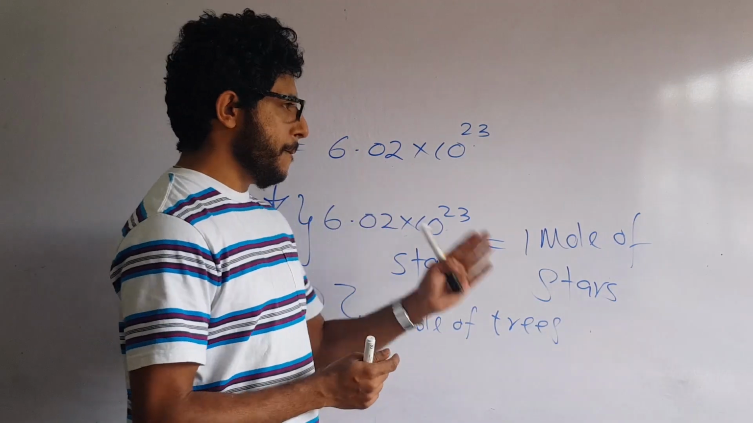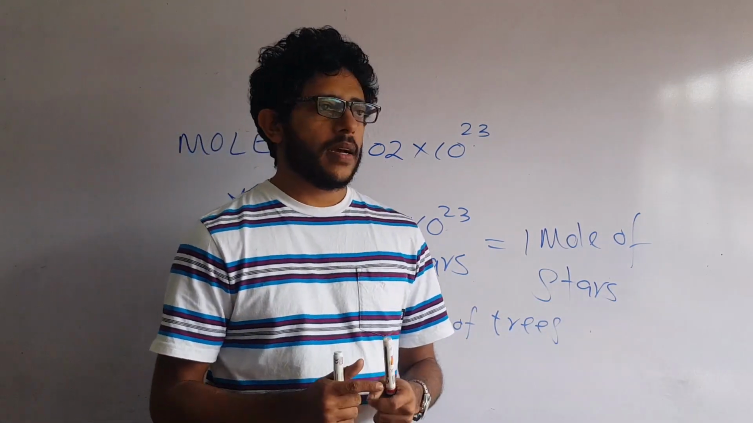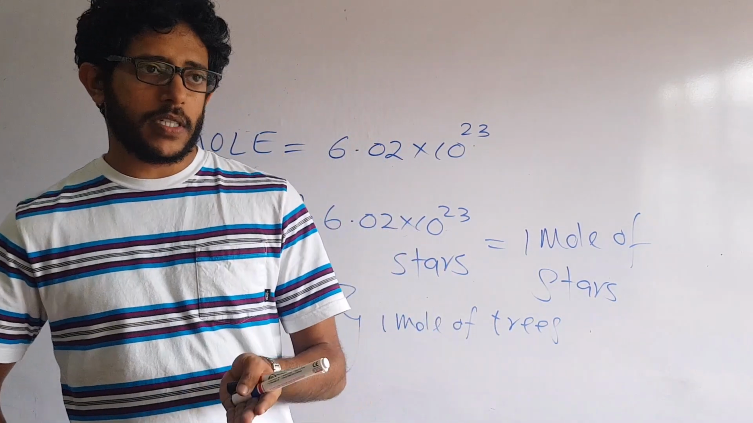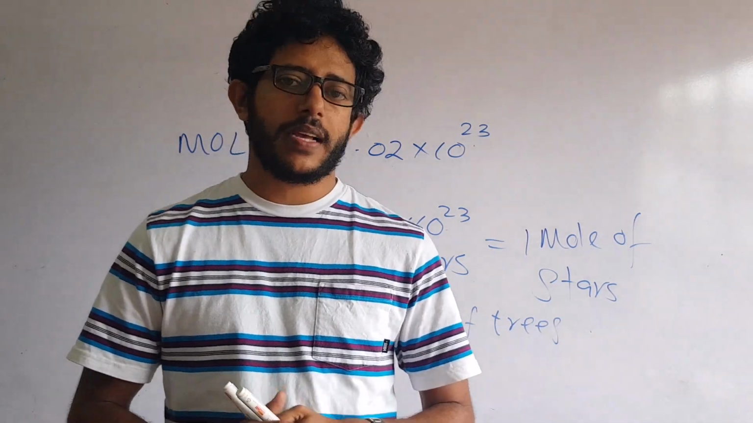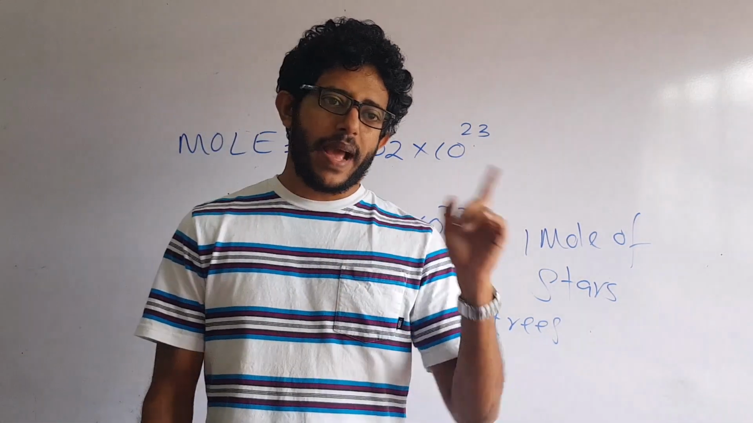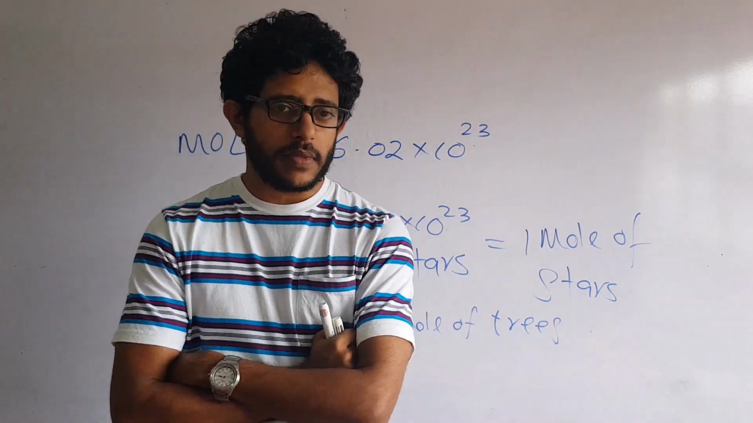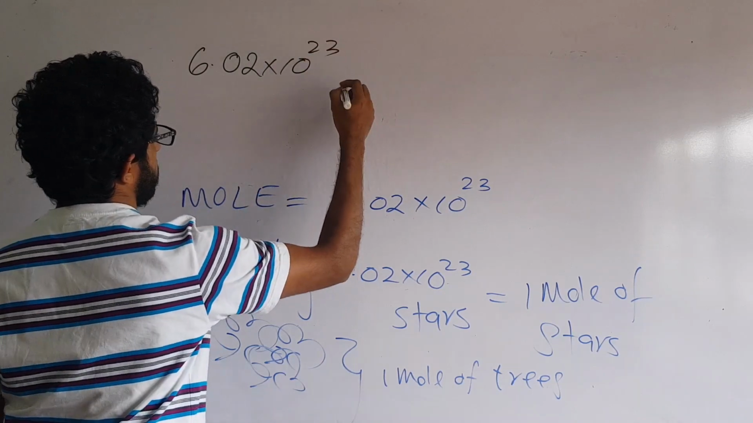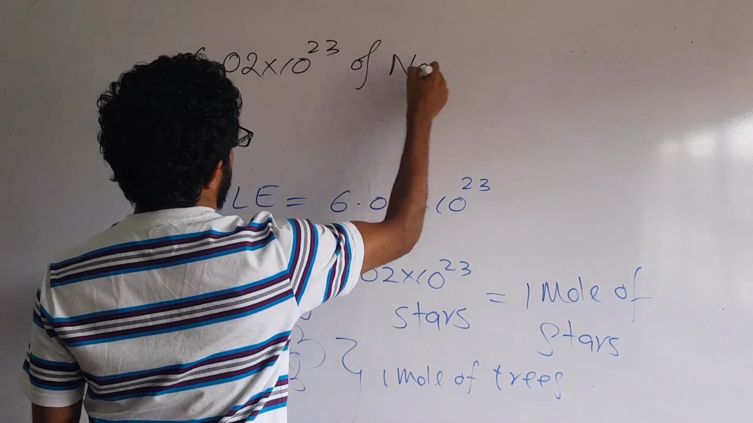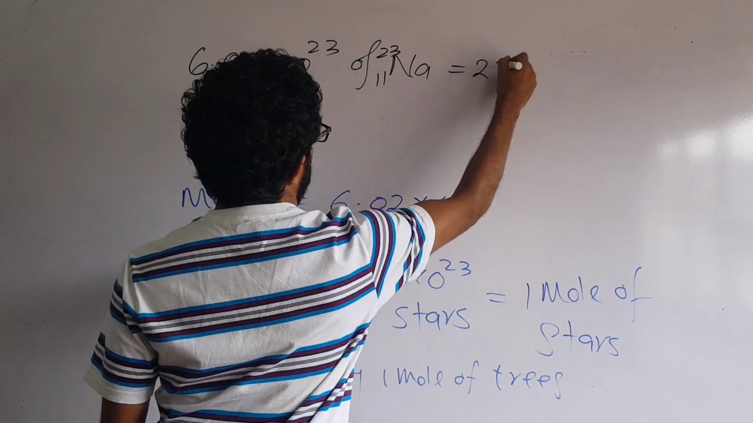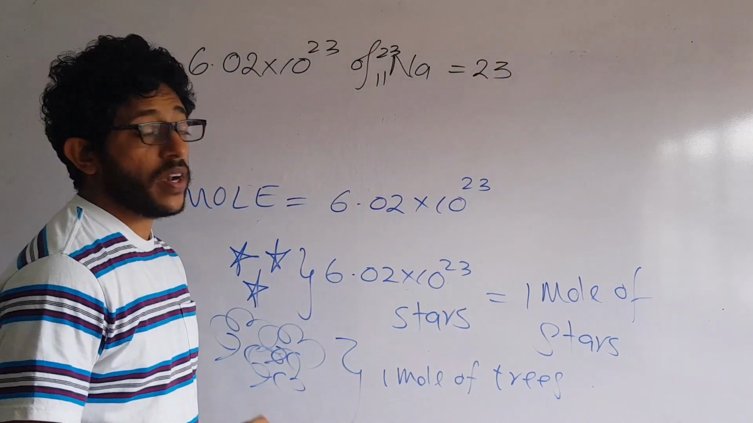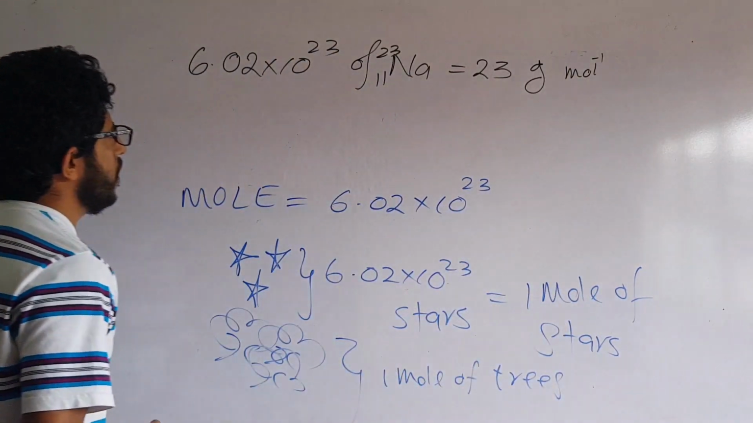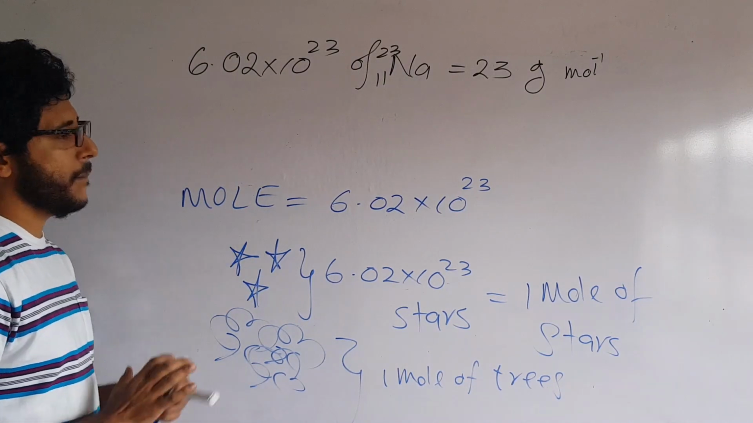The importance of this number in chemistry is that the scientist Avogadro found that any element with this many atoms has a mass equal to its mass number, or the RAM value, in grams. 6.02 × 10^23 sodium atoms: sodium is 23. What is that 23? 23 grams per mole, 1 mole. So that is the importance of this number with atoms.